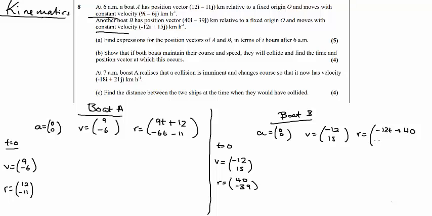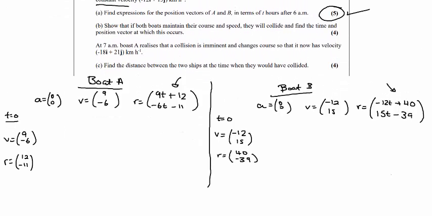These questions actually cause a lot of headache. People don't like it when they're colliding and stuff. But hopefully this makes sense. It's actually much nicer than it can seem. Okay, so find expressions for the position vectors of A and B. Well, it's this one and it's this one. So that one's done. Show that if both boats maintain their course and speed, they will collide, and find the position vector at which this occurs.